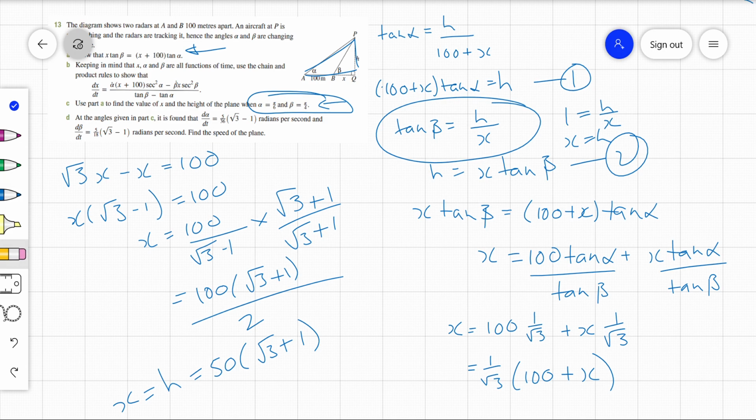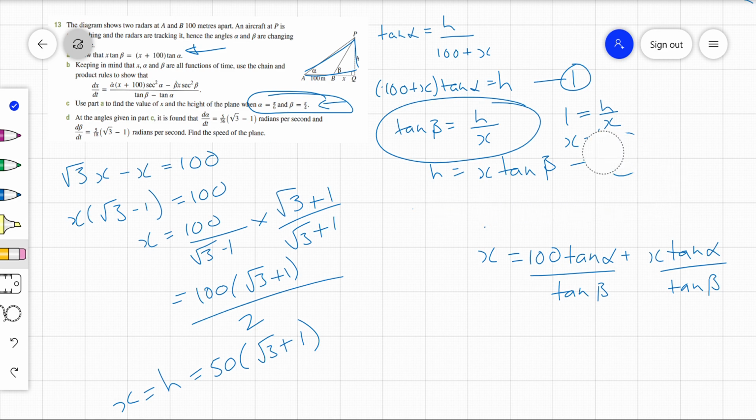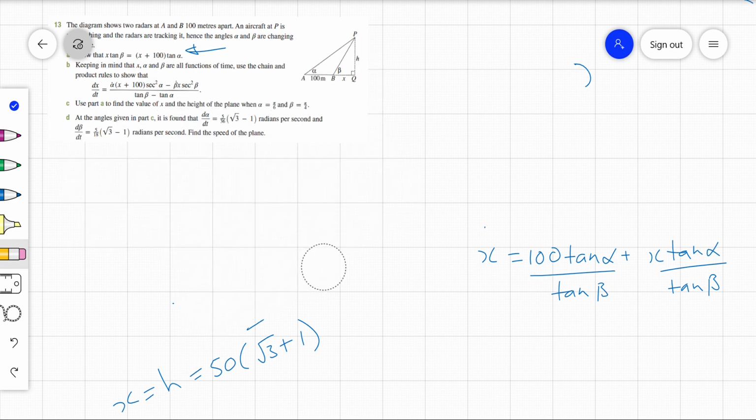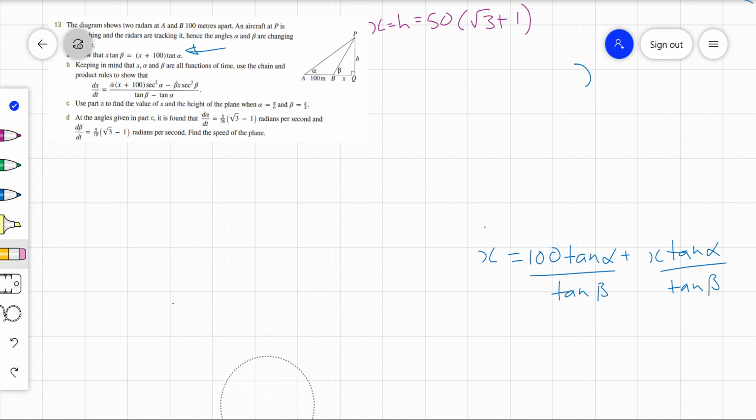So let's keep that handy. I'm going to rub that bit off, and just remember this bit, so maybe I'll write that bit up here. So we know that x equals h equals 50 (root 3 plus 1) there. Alright, so knowing that, let's now differentiate.